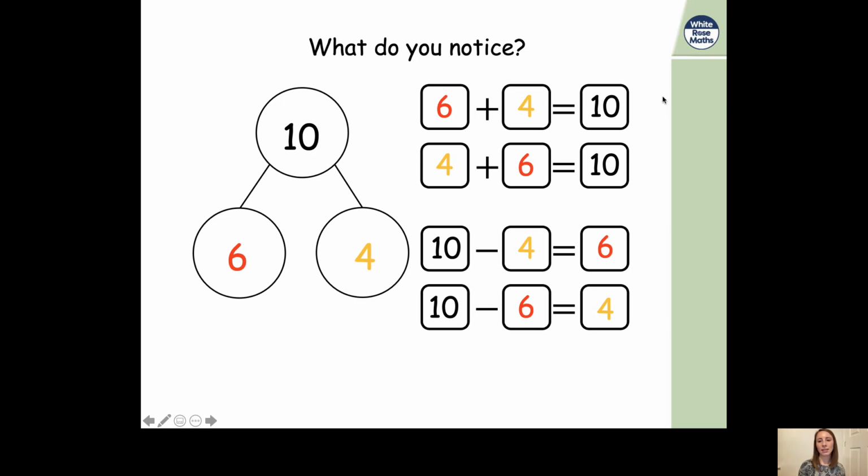What do you notice about the number 10? Can you see that in my addition sentences, my 10 comes after the equal sign because it is the answer. But in my subtraction sentences, my 10 comes at the beginning because I'm taking my parts away.